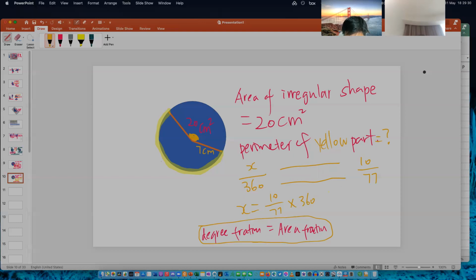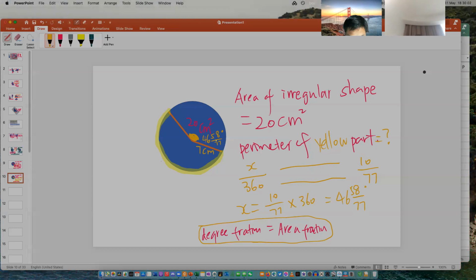So what is the fraction for x? 46.75324675. No, give me an exact one, a mixed number. 46 and 58 over 77. Okay, good. So this angle is actually 46 and 58 over 77. With this, I think you can figure out this angle already.